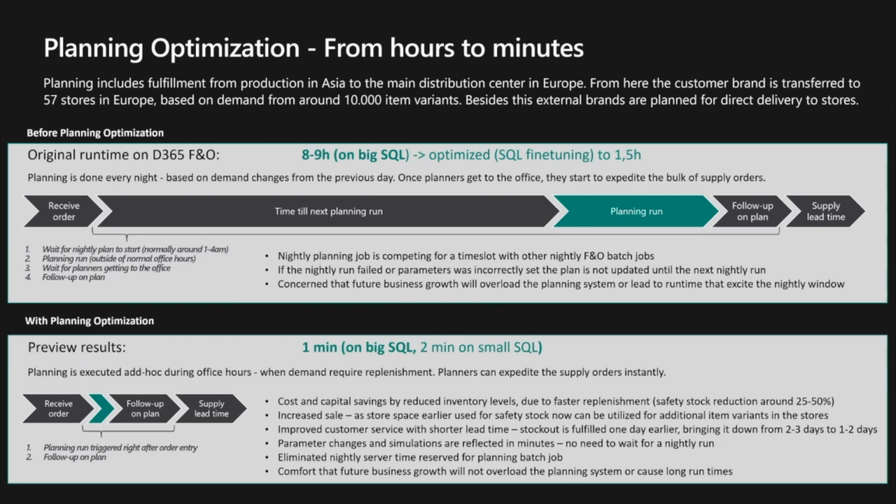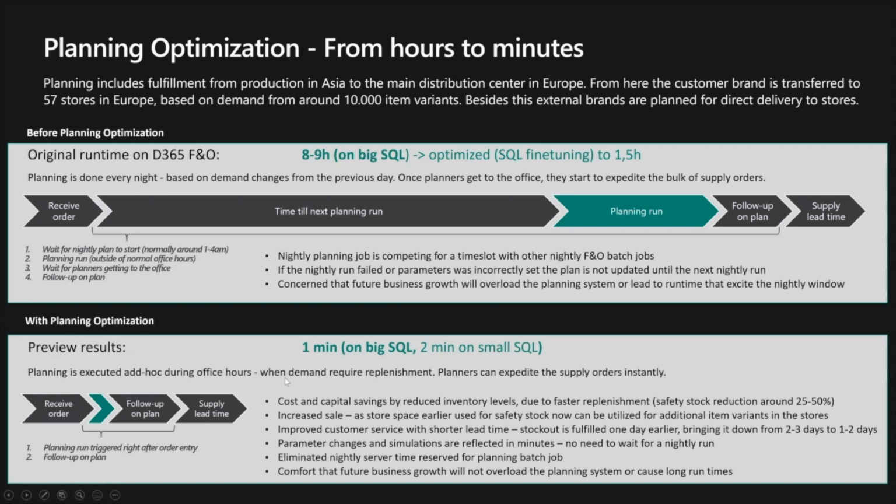Now, with planning optimization, once we enabled it, the first run, as I recall, was a bit of a shock to everyone because it completed in 58 seconds, let's say a minute. And this is on their production environment, which was a beastie environment. But even on their sandbox environment, they could complete the plan in 2 minutes.